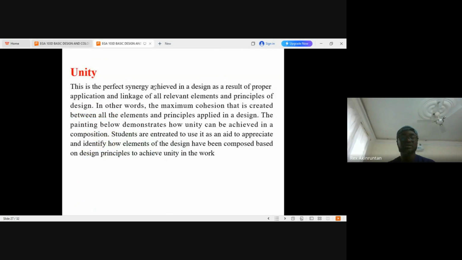So unity. This is a synergy achieved in a design as a result of proper application and linkages of all relevant elements and principles of design. Where now you are done with the design, where everything is now linked to each other. All the elements have been properly distributed.